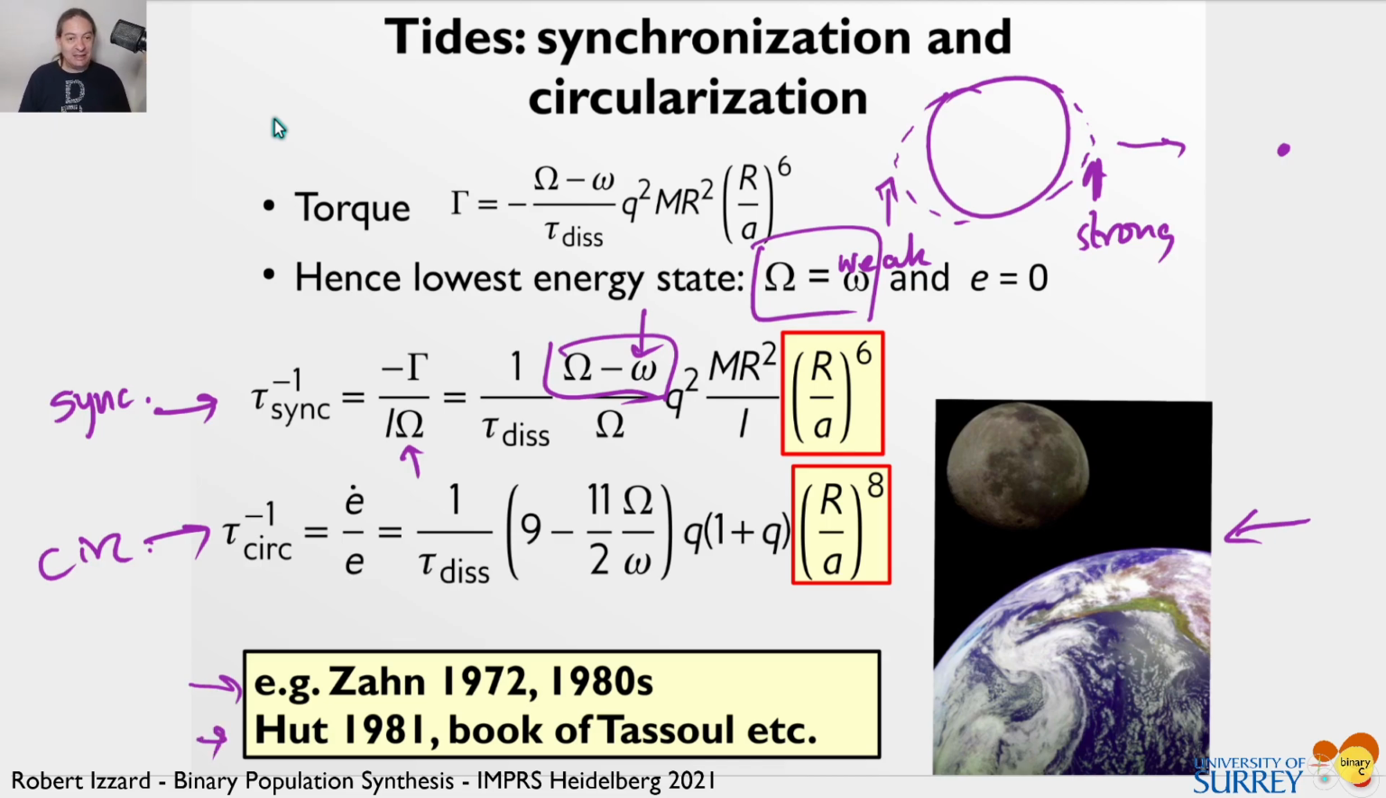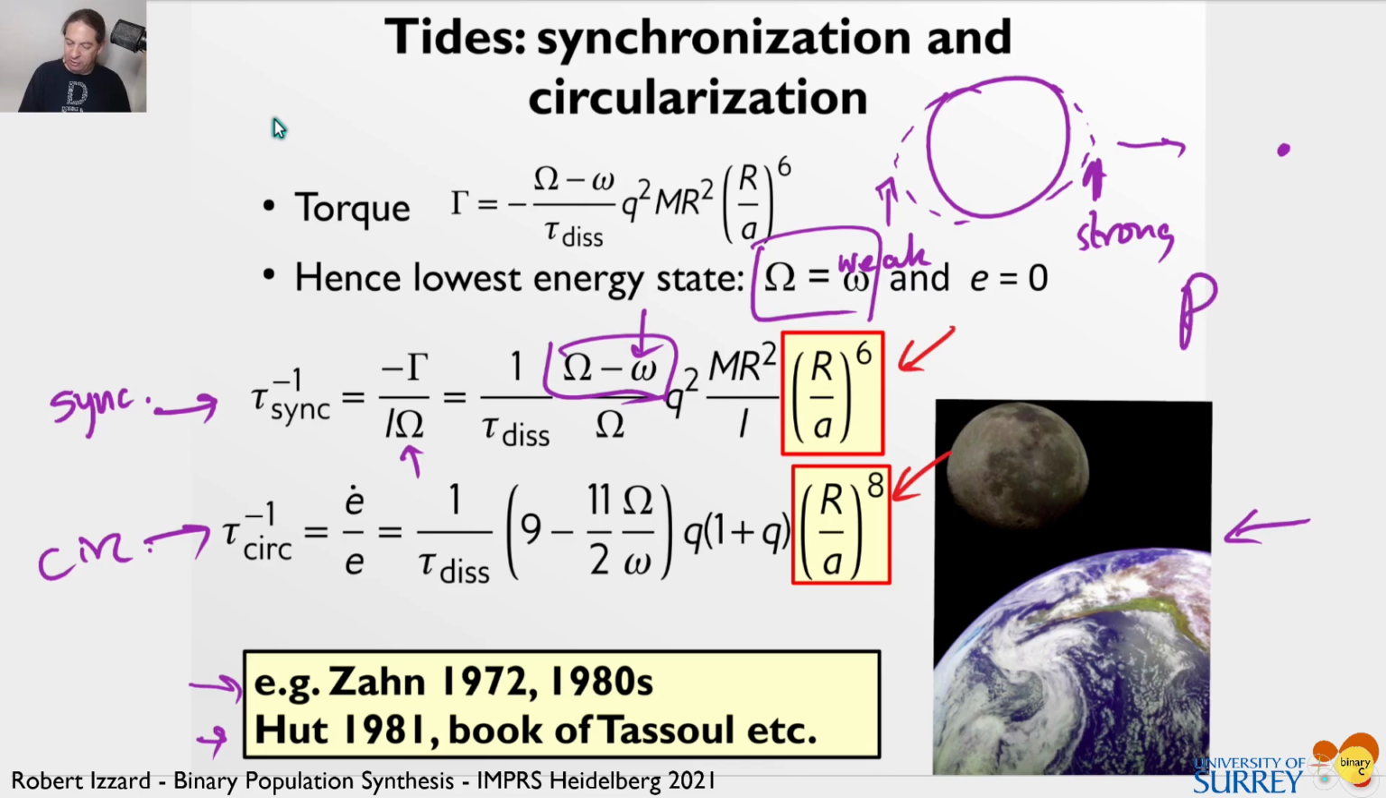Hutt's paper from 1981 is much simpler, much easier to understand, but you need to go through Zahn first, and that's the problem. They're the classics. All you have to care about, though, in these expressions are what I've boxed here and here, which are these terms where the tidal synchronization timescales and circularization timescales are a factor of the radius of the star divided by the separation to a large number.